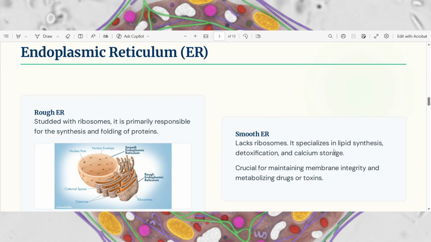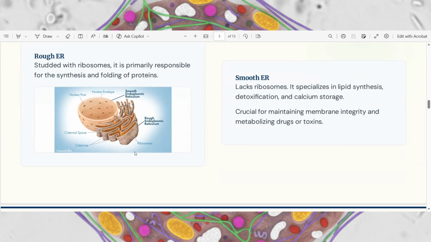It specializes in lipid synthesis, detoxification, and calcium storage. It's very crucial for maintaining membrane integrity and metabolizing drugs and toxins. So if you're on a test one day and you see rough ER and smooth ER, just know that smooth ER does not contain ribosomes, but the rough ER does. Okay, ribosomes is where proteins are made.